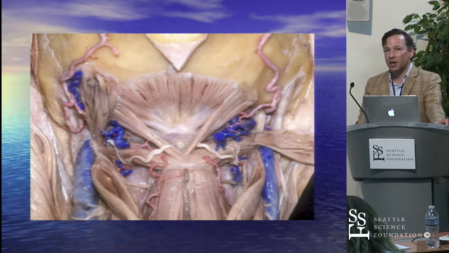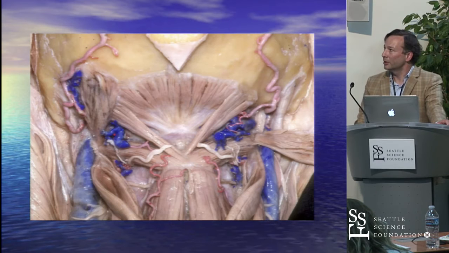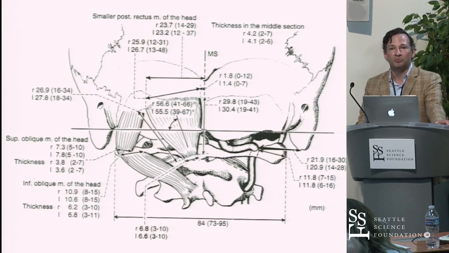Deep to the semispinalis capitis, we see the suboccipital triangle, and then here, as C2 spinous process is in the middle of the screen, you see the semispinalis capitis attaching there. Within that suboccipital triangle, we remember that there's some important structures: vertebral artery, suboccipital nerve, vertebral venous plexus, posterior arch of C1. Some of the morphometrics of the suboccipital triangle you can see in this image.